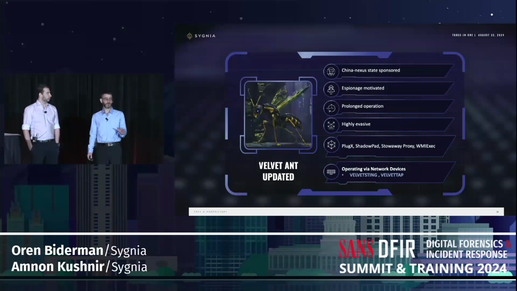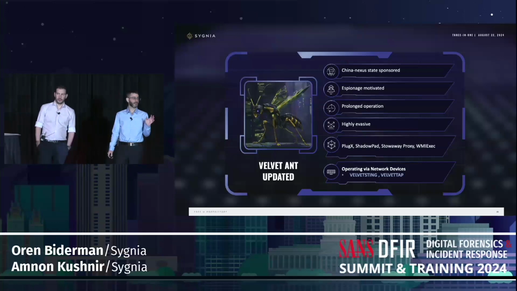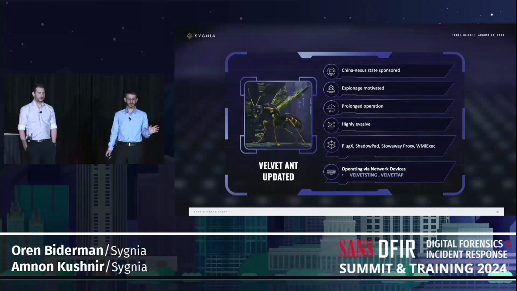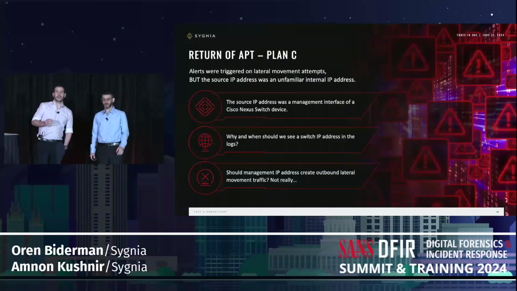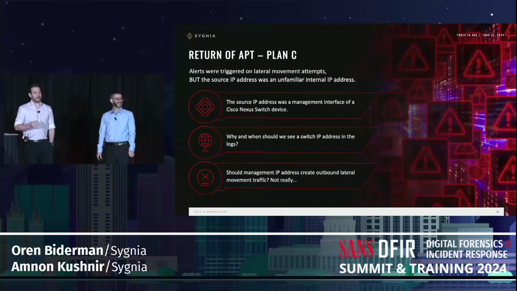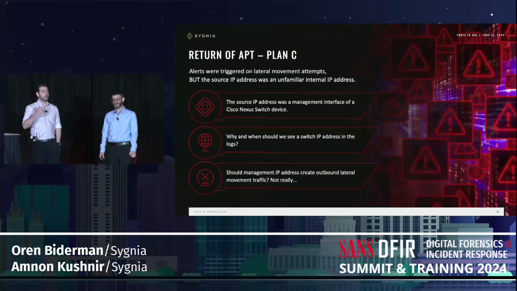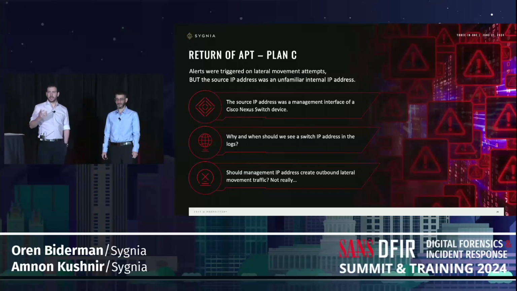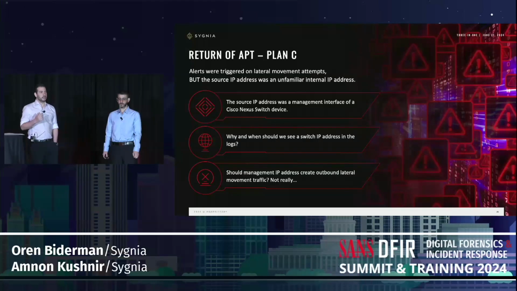Okay, so I know what you may think. Our story ends here, right? So think again, because after several months, we do see traffic being originated into previously compromised assets, basically kind of a lateral movement attempt from an unfamiliar internal IP address. This source IP address was a source IP address of a management interface of a Cisco Nexus switch device.